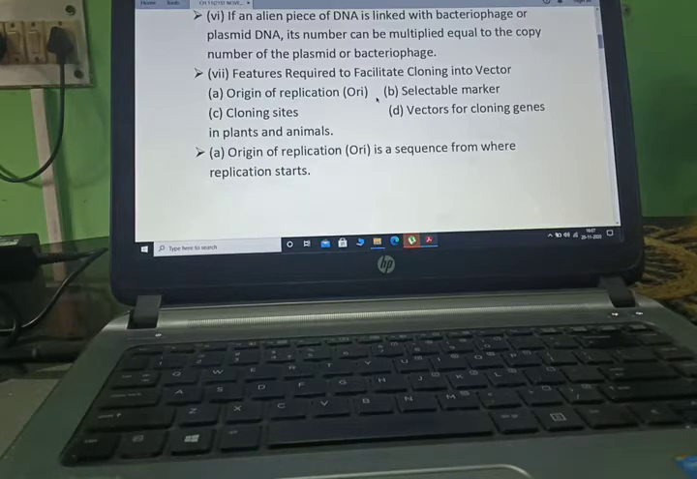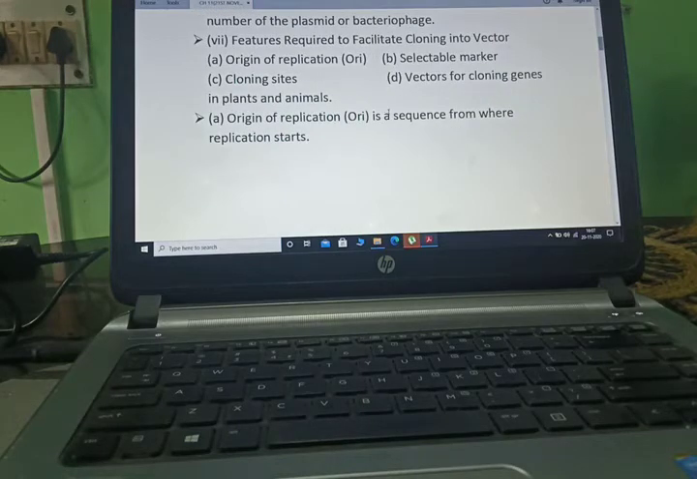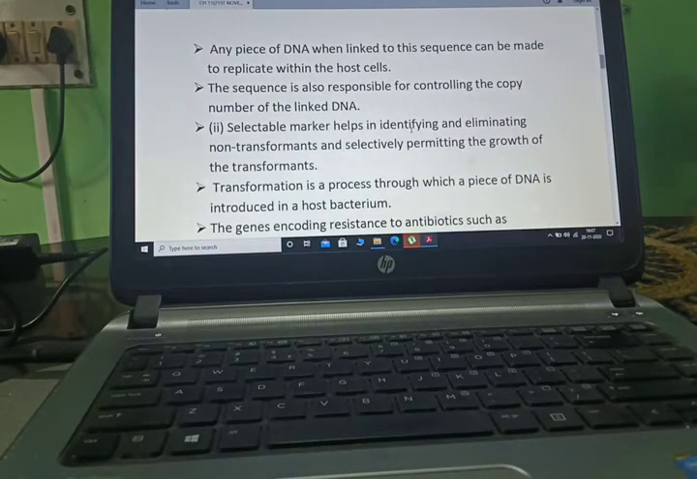Features required to facilitate cloning into vectors are the ORI, origin of replication, selectable marker, cloning site, and vectors for cloning genes in plants and animals. Now ORI, that is origin of replication, is a sequence from where replication starts. Any piece of DNA when linked to the sequence can be made to replicate within the host cell. The sequence is also responsible for controlling the copy number of linked DNA.